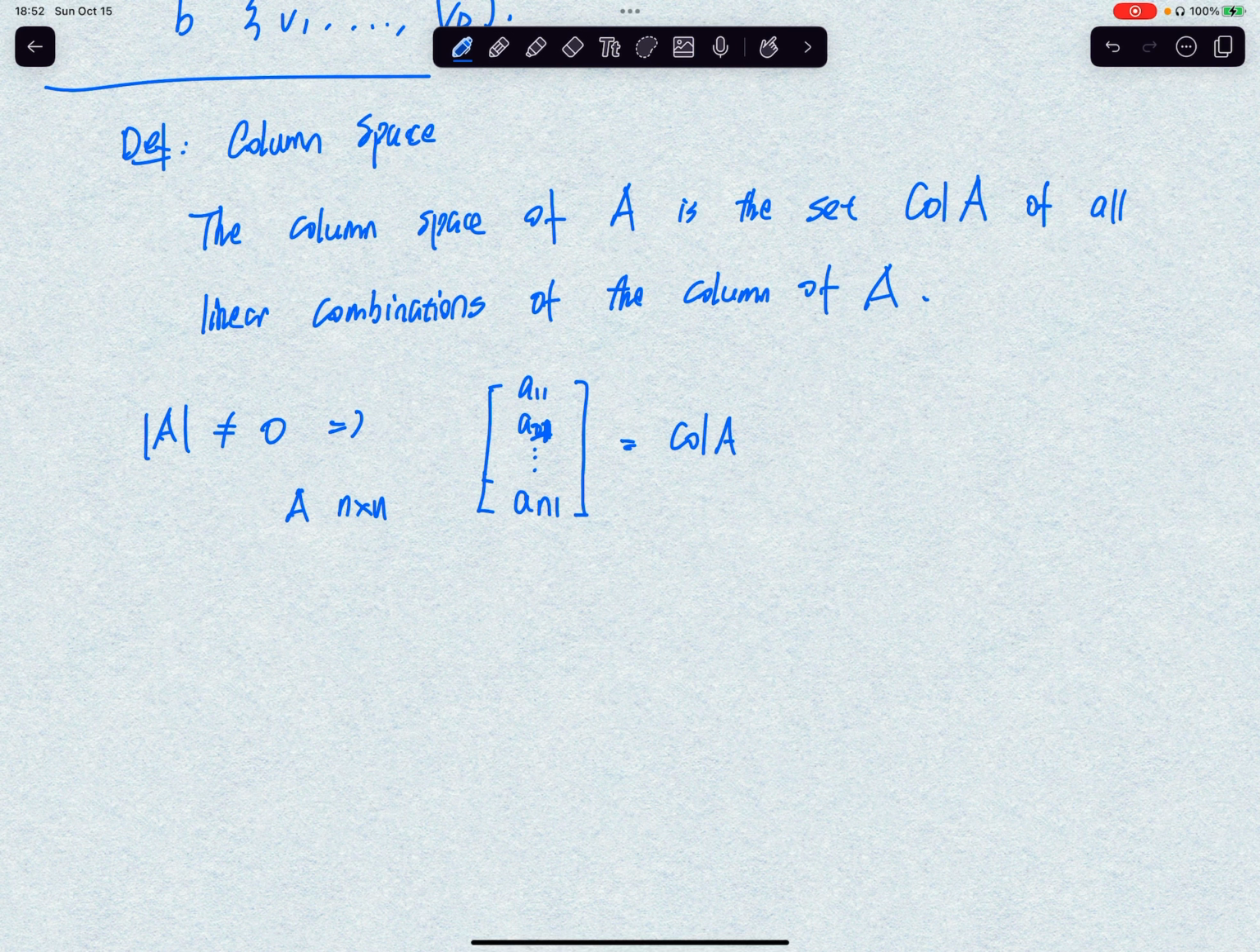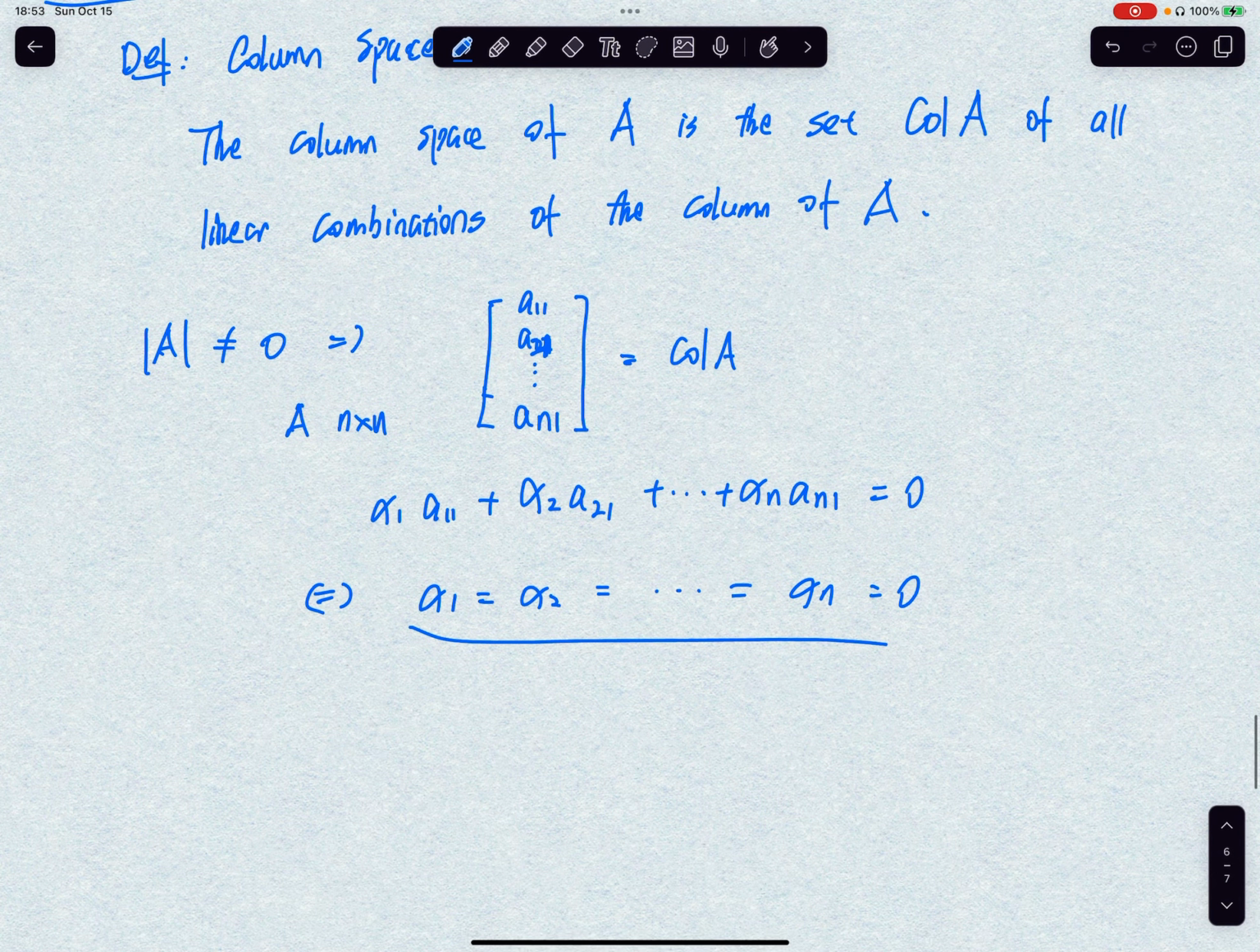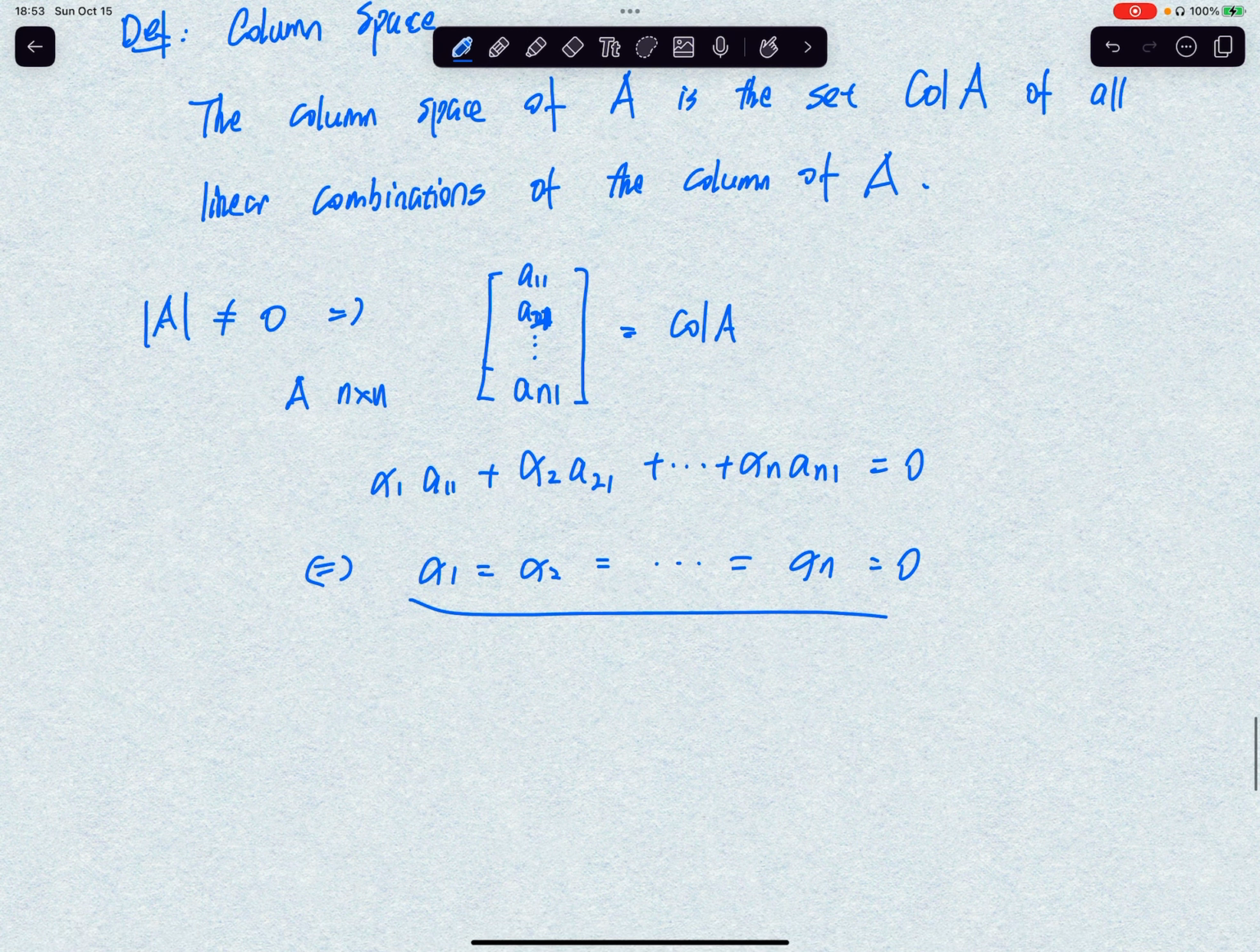So in saying linearly independent, we mean that alpha 1 A11 plus alpha 2 A12 plus all the way down to alpha n, so that is A21 and An1, this equals 0 if and only if alpha 1 equals alpha 2 equals all the way down to alpha n equals 0, where each of them is a scalar in F. So the column space really implies the invertibility of the corresponding matrix A.